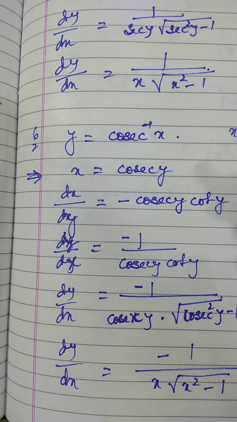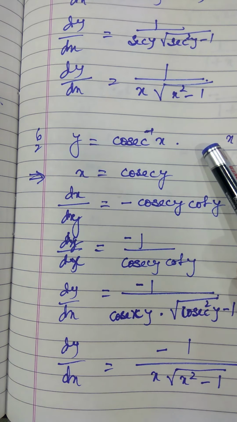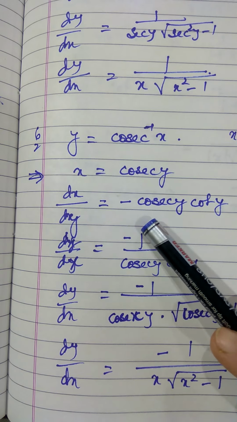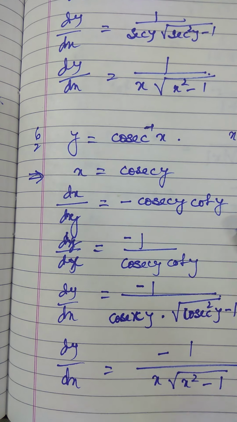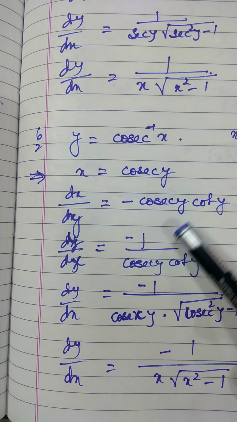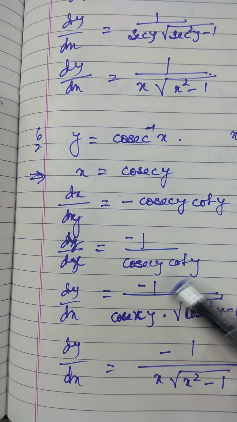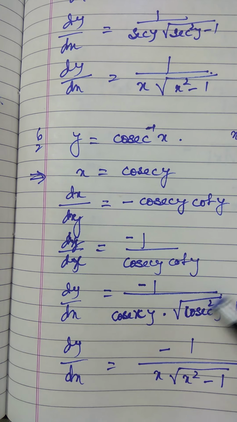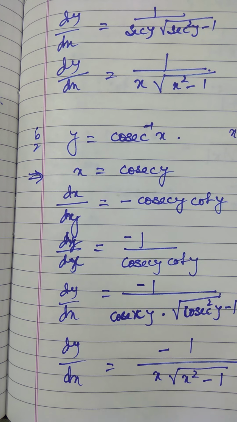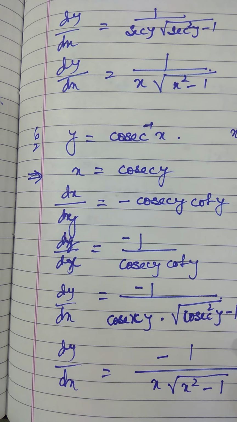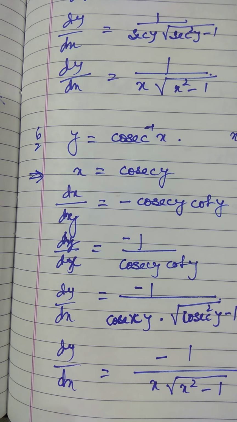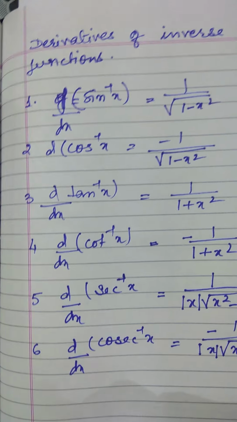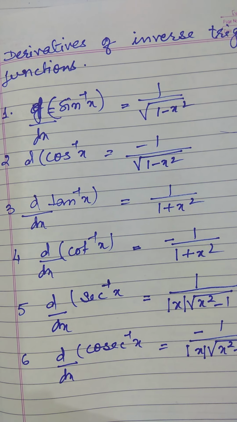cosec inverse x. y is cosec inverse x, so x is cosec y. dx upon dy is minus cosec y cot y, and dy by dx is minus 1 upon cosec y cot y, that is minus 1 upon cosec y into root cosec square y minus 1. So this is minus 1 upon x root x square minus 1. So this is how we find the derivatives of all the inverse trigonometric functions.